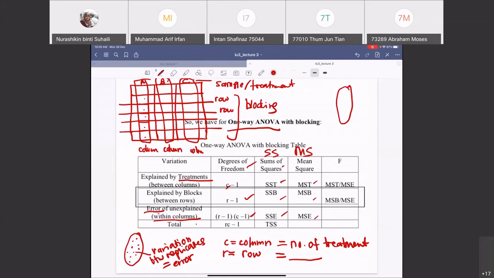And for the F values, you would have two values of F when you introduce the blocks. First is the F for the treatment, and the second is the F for the blocks. So for the treatment, F is MST divided by MSE. MSE is the same for both, I mean, you divide by MSE. For the blocks, F is MSB divided by MSE. So you would have two values of F when you introduce the blocks.